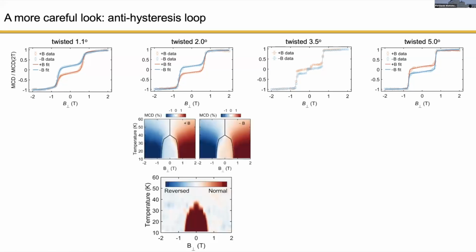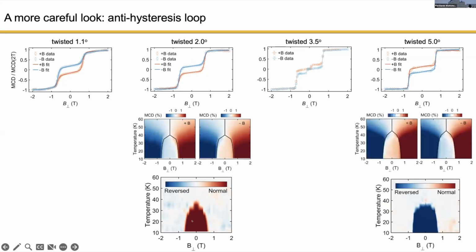Then we also did temperature dependence to see whether this kind of regular or irregular loop maintains across the temperature range below the critical temperature. For the 2-degree one, what we plot here is the color plot of sweeping up, then the color plot of sweeping down. And this figure is constructed by sweeping down minus sweeping up. So if it's red, then it's a normal loop. If it's blue, it's an irregular loop.